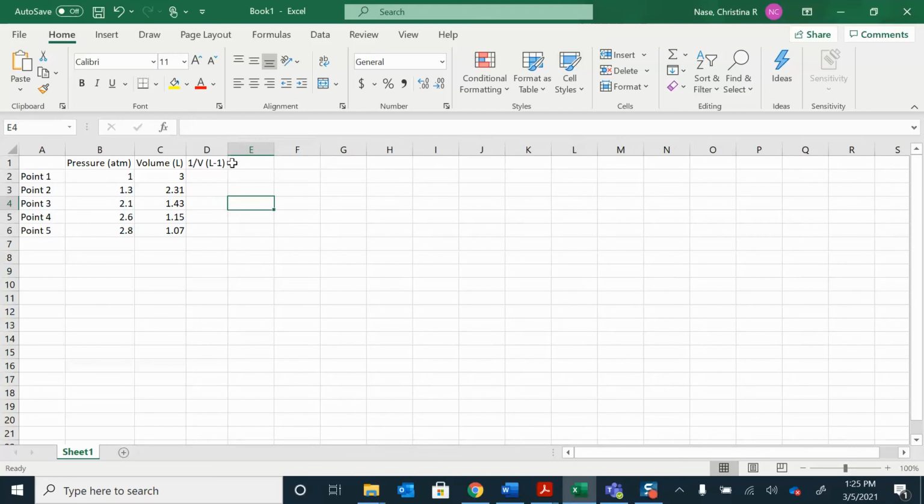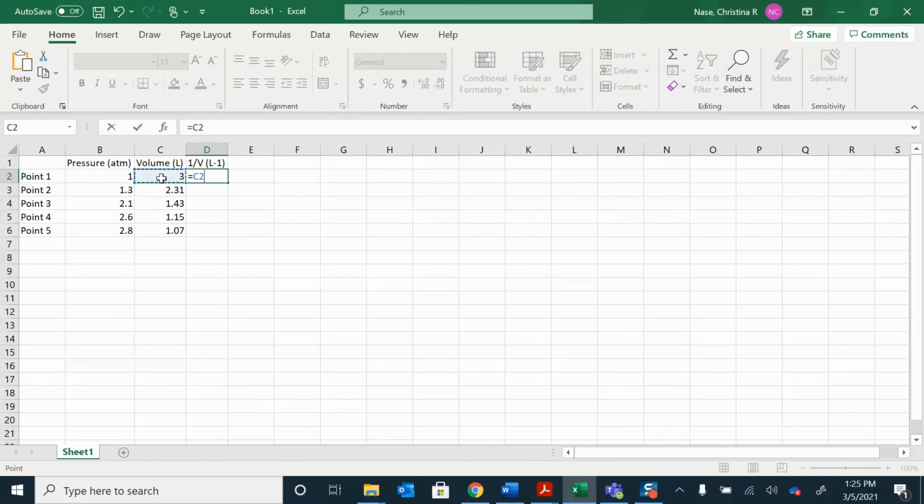Now I want to find 1 over volume. So to find 1 over volume, you can do it by hand if you want to, or you can take advantage of using Excel, and you're going to type equals, and then click on this guy. Just left click on that, and then, 1 divided by that. Sorry, equals 1 divided by, now click on that. So equals 1 divided by that.